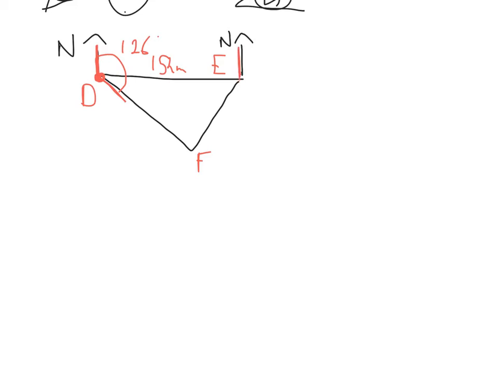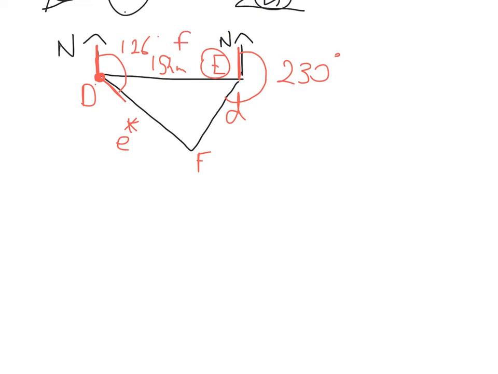From Earlsford, north in a clockwise direction to get to Fairtown, that was given to me in the question as well, that's 230 degrees. The question is: calculate the distance between Dunbridge and Fairtown. So it's this bit in here that I'm looking for, and I'll call that small e, small d and small f.